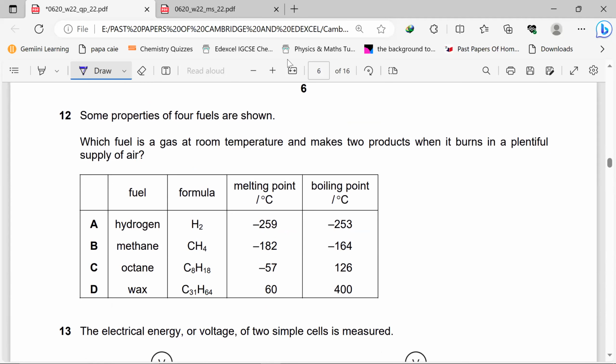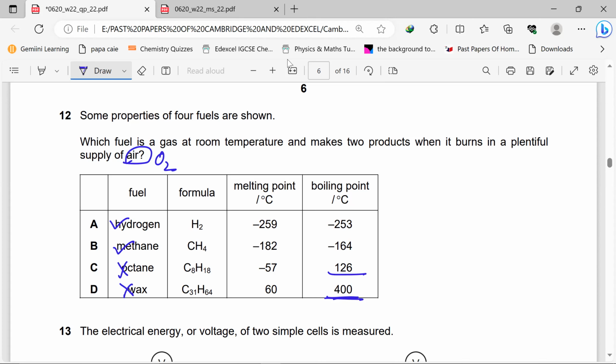Number 12. Some properties of 4 fuels are shown. Which fuel is a gas at room temperature and makes 2 products when it burns in a plentiful supply of air? Air means oxygen here. Which fuel is a gas at room temperature? Hydrogen is a fuel which is a gas at room temperature. Methane is a fuel which is a gas at room temperature. Octane and wax are not gases at room temperature. Moreover, they have melting point and boiling point given. Any temperature above the boiling point is gas. 126 is not room temperature, and 400 is not room temperature. So octane and wax are not correct answers.